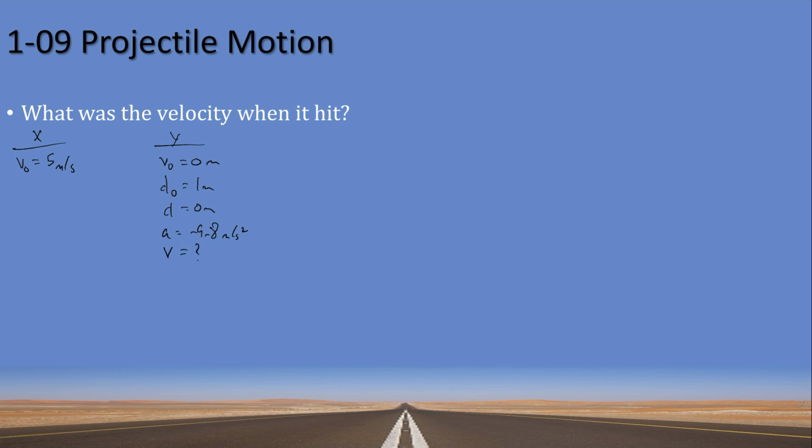Well, let's start in the x direction. In the x, there is no acceleration. So velocity is constant in the x. Thus, our final velocity in the x is 5 meters per second. We also need to find the final velocity in the y. So in the y, I think we could use v squared equals v0 squared plus 2a times d minus d0.